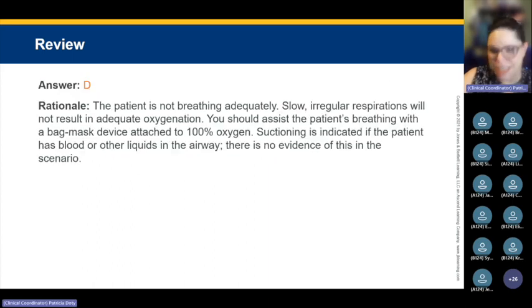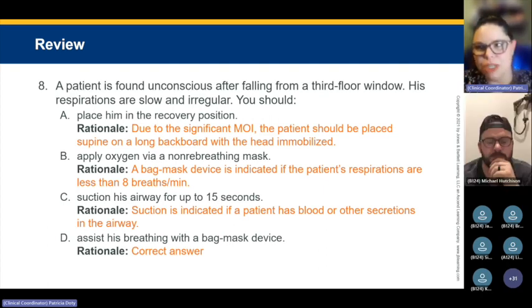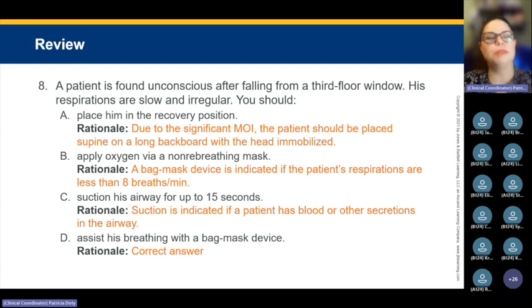D is the correct answer. Very good, guys. The patient is not breathing adequately. Slow, irregular respirations will not result in adequate oxygenation. So you are going to assist their respirations with a BVM at 100% oxygen, which is going to be 10 to 15 liters. We're definitely not going to place them in a recovery position because they fell. If you place somebody in the recovery position, you're not worried about C-spine, and that's not okay. A BVM is indicated, obviously, because they're breathing less than 8 times a minute.